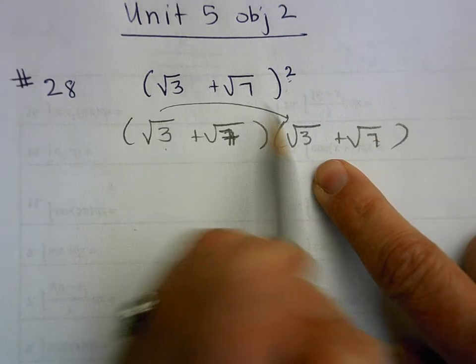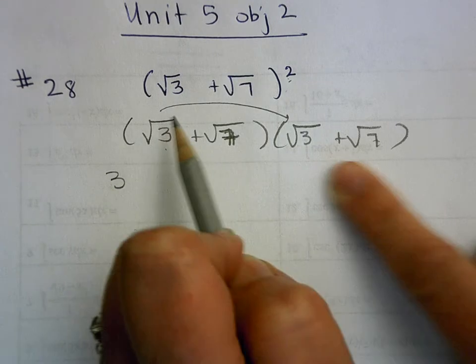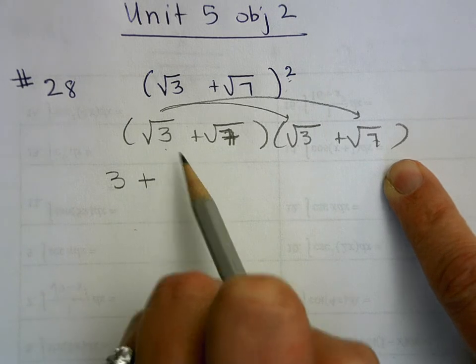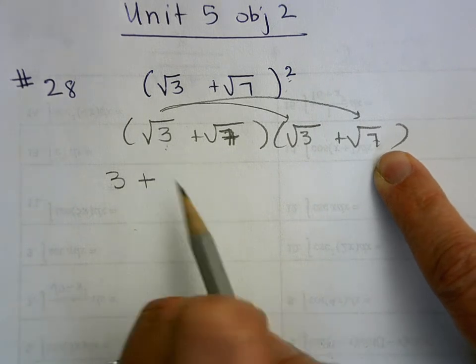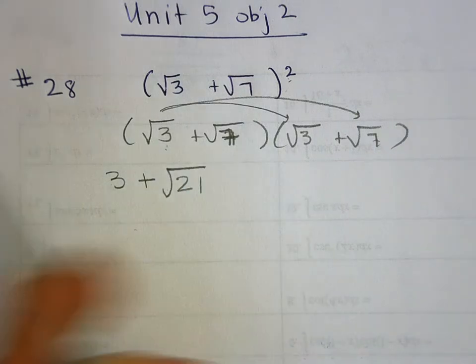So I'm going to do root 3 times itself. That will give me root 3 squared, or 3. And then the square root of 3 times the square root of 7. Because I'm multiplying, I want to multiply the 3 with the 7. So that gives me 21, and it will stay an irrational number.